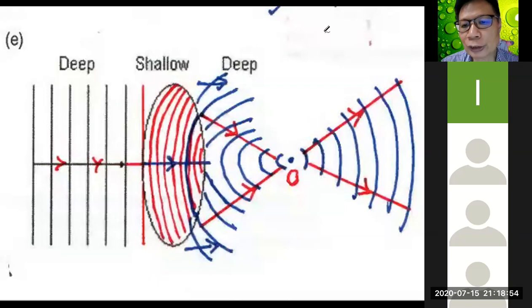So the arrow shows the direction now. The wave focuses here, and then start from this point, it goes out. The arrow must be drawn.